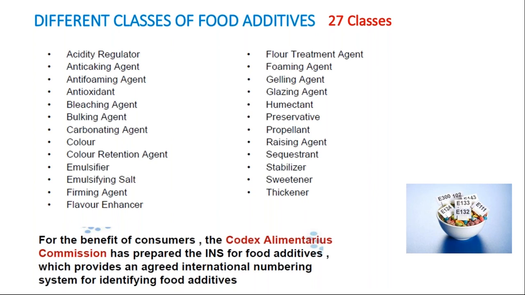And the Codex Alimentarius has prepared the INS numbering system, which is the International Numbering System, INS. Each of these food additives has a unique number by which it can be identified. The EU uses the same number, but instead of the INS numbering, they use the E numbering system. So E124 will be the same as INS 124.